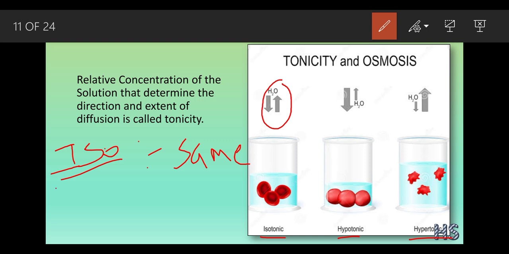This indicates same. The solution was simple and very clear. The cell size hasn't increased nor decreased. It remains the same. This is very easy because I have already made you learn the word iso and linked it with the chemistry topic. Now we are going to take the next part, that is hypotonic.